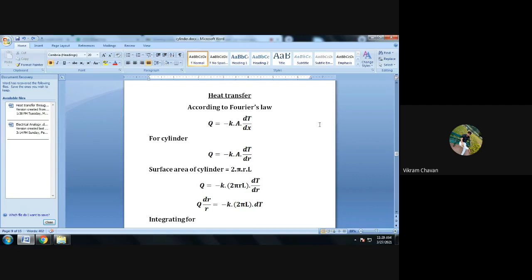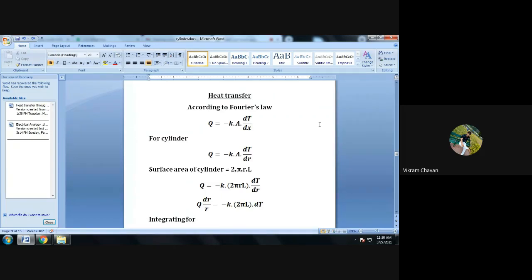Okay, Fourier's law for heat conduction. Our general Fourier's law for heat conduction is Q is equal to minus K multiplied by A multiplied by dt divided by dx. Now for the cylinder, this law slightly changes. In case of a cylinder, we are representing thickness in the form of a radius. So the thickness of a cylinder is nothing but the difference between two radii, that is R2 minus R1.